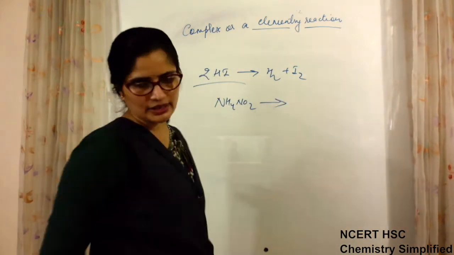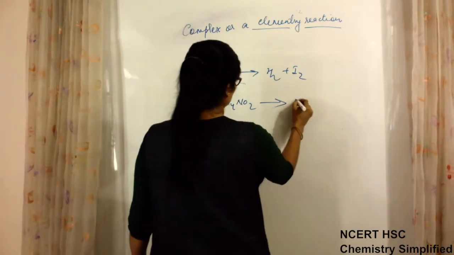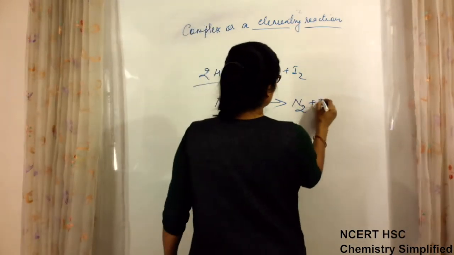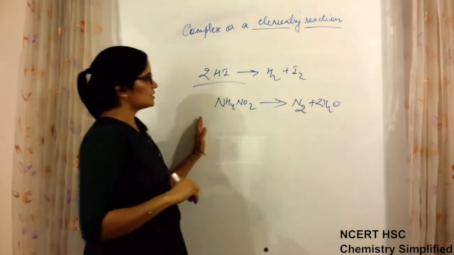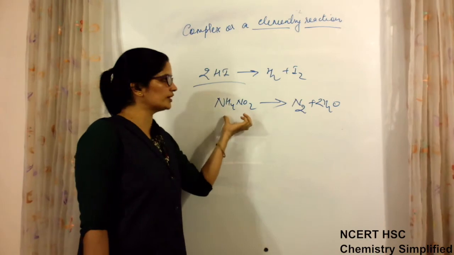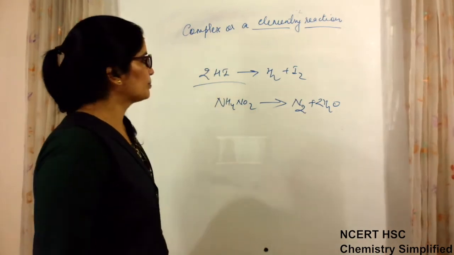NH4NO2 gives N2 plus 2H2O. This is an example of an elementary reaction, which can occur, the decomposition of one molecule giving 2 products.